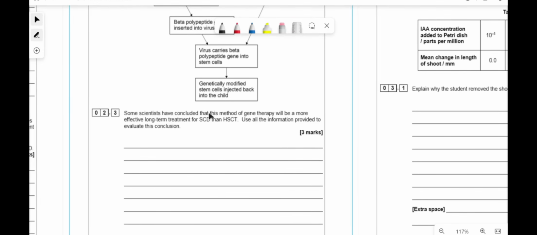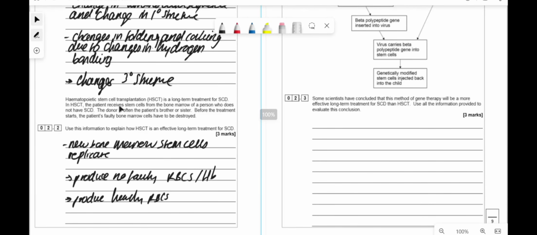Some scientists have concluded that this method of gene therapy will be a more effective long term treatment for SCD than HSCT. Use all the information provided to evaluate this conclusion. Okay, so let's think about what needs to be done here. I need to take a patient, destroy their bone marrow, find somebody who has a good match, and then put it in. Now, the problem with that is, first of all, you're destroying bone marrow, so they're not going to have any cells for a temporary amount of time, and that includes white cells. So their immune system's going to be pretty battered.